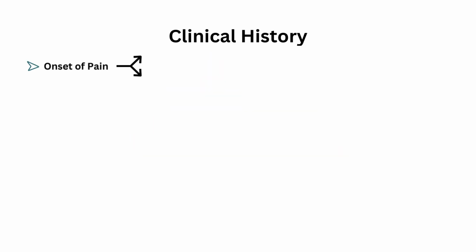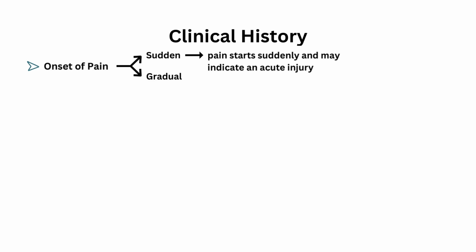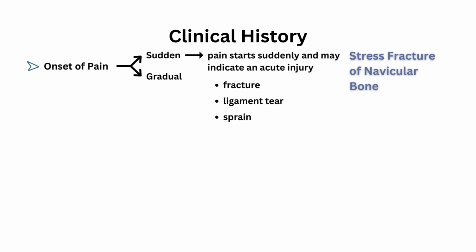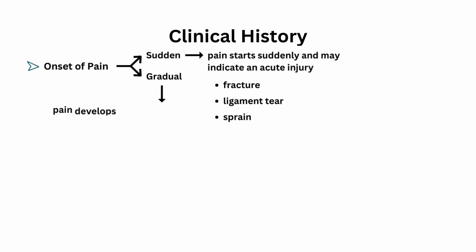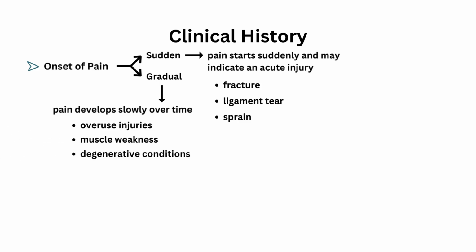Onset of pain: is it sudden or gradual? Pain that starts suddenly may indicate an acute injury such as a fracture, ligament tear, or sprain. Stress fracture of the navicular bone causes sudden onset of pain. Pain that develops slowly over time might be due to overuse injuries, muscle weakness, or degenerative conditions like arthritis. This type of pain does not have a clear starting event. Tibialis anterior tendinopathy occurs due to muscle weakness.